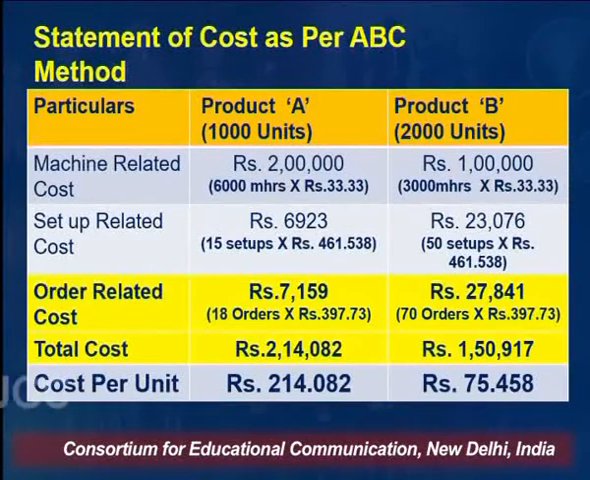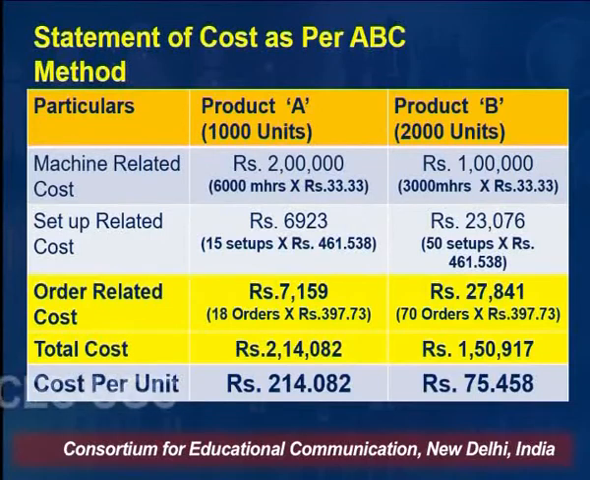So for machine related cost, we have to simply take the total machine hours used for product A. Units are given and units per machine hour is given. Consumption of machine hours for every unit is given. So we have to calculate the machine hours for product A, multiplied by the rate which we have recently computed, and the amount comes to be rupees 2 lakh for product A, and for B it comes to be rupees 1 lakh.